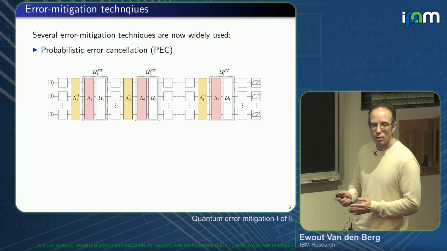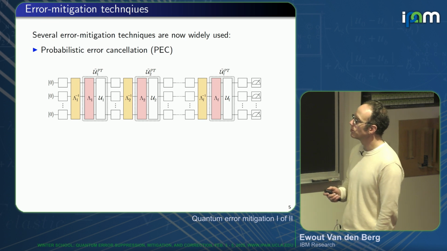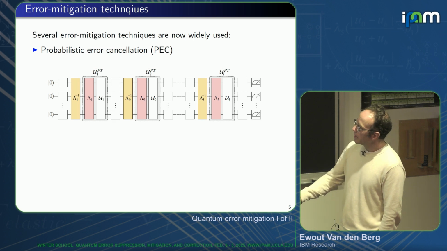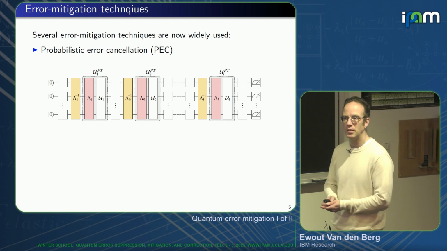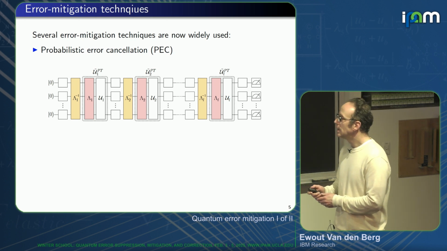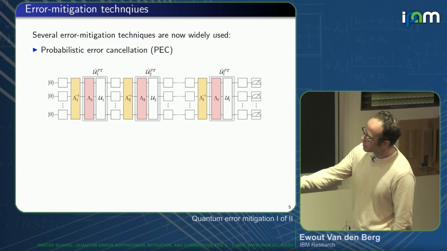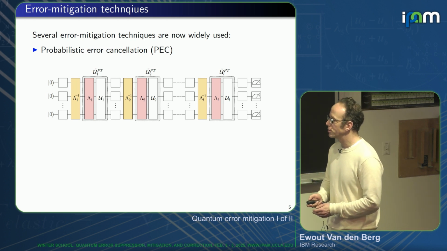So here's just an overview of a number of techniques. The first one is probabilistic error cancellation. Here we have a circuit where we have noisy gates that consist of some noise process plus an ideal gate. I'll explain later how we split this up here. And the goal then is to implement the inverse noise map. So if you implement that correctly, the orange and pink boxes just cancel, and you get your ideal circuit.